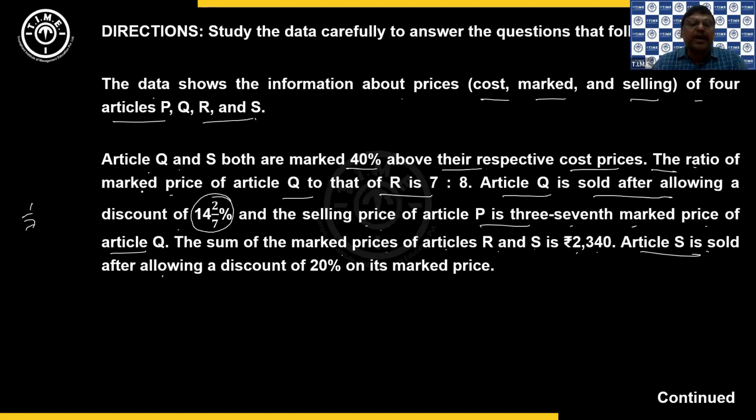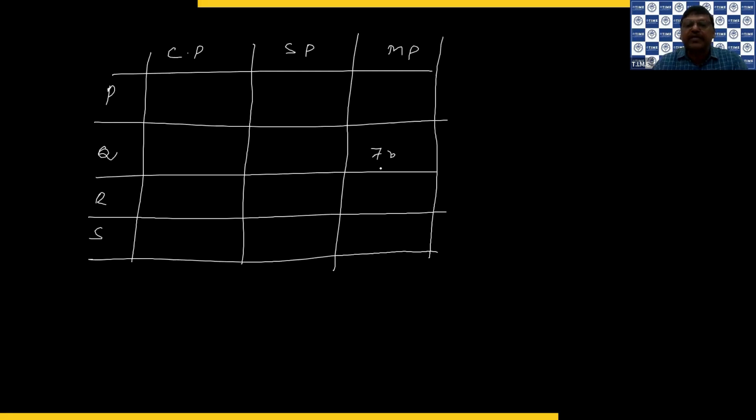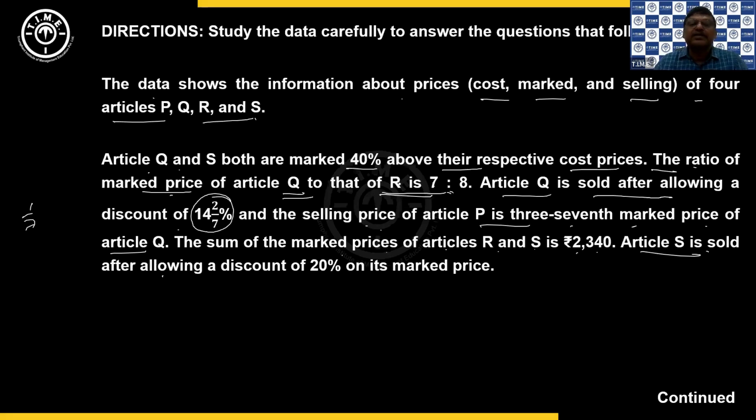The ratio of the market price of the article Q and R is 7:8. So let it be 7x and 8x. What is that? The market price of Q and R, let it be 7x and 8x. Students, the problem says Q and S both are marked 40% above the respective cost prices. First, let me concentrate on Q. Q is 40% above the cost.